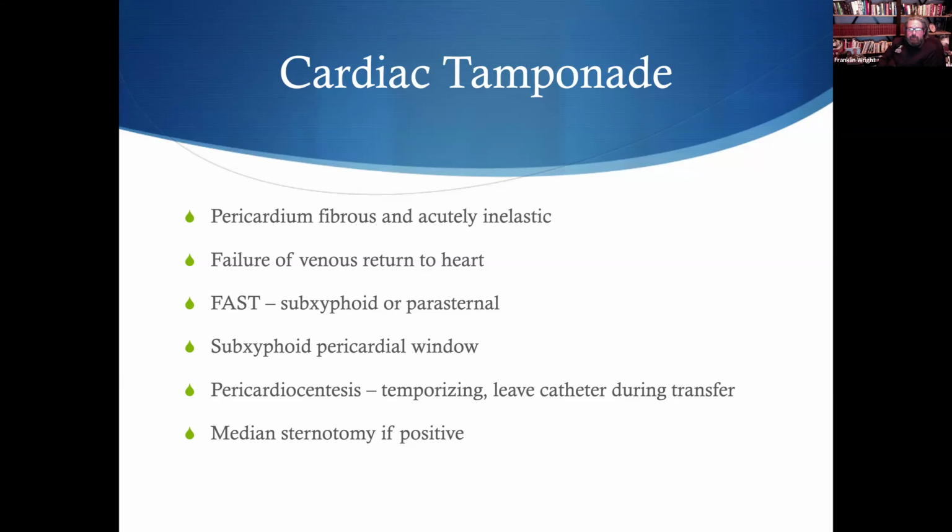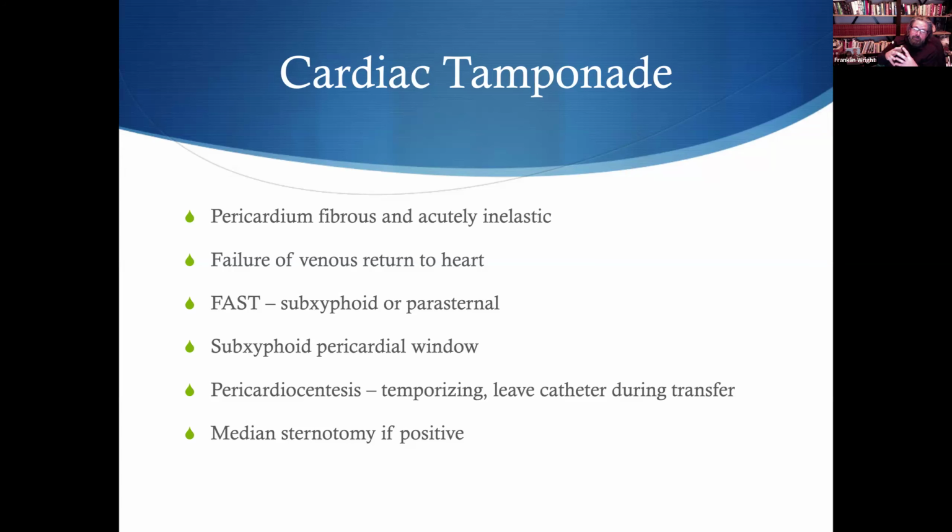That's because that fluid has built over time. So the pericardium is relatively elastic over time, but with acute blood in the pericardium, it's fibrous enough that it doesn't stretch quickly. And so a relatively low volume of blood in the pericardium that happens acutely, as you would with shooting, stabbing, or even a blunt cardiac injury, can very quickly lead to cardiac tamponade.